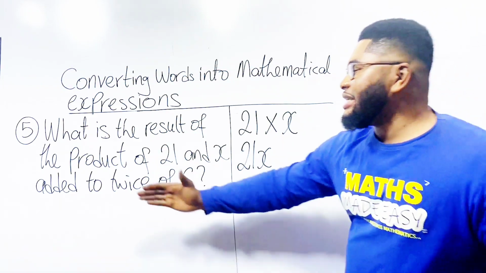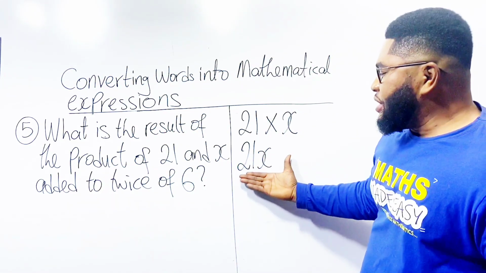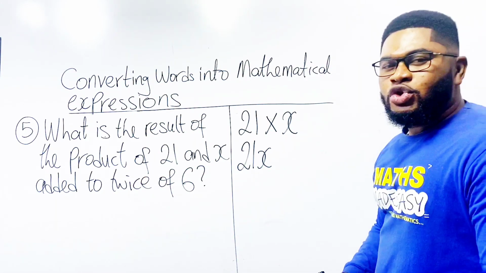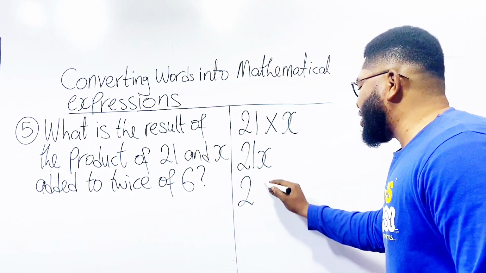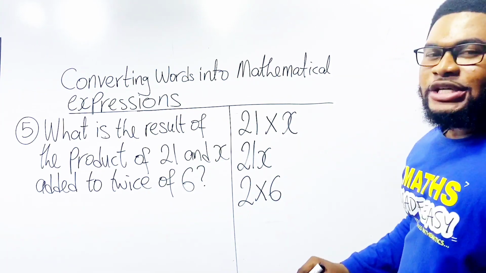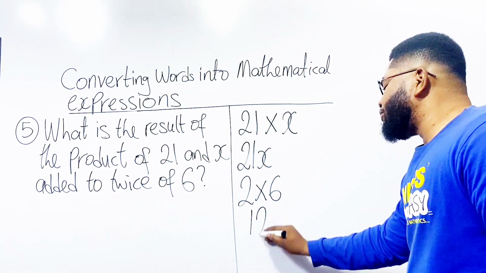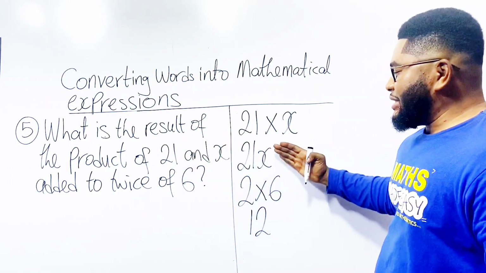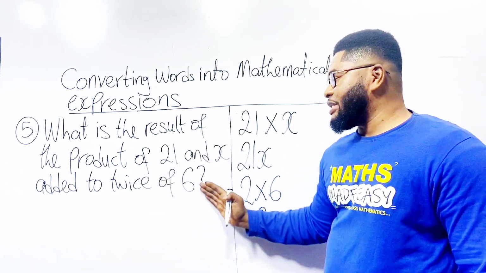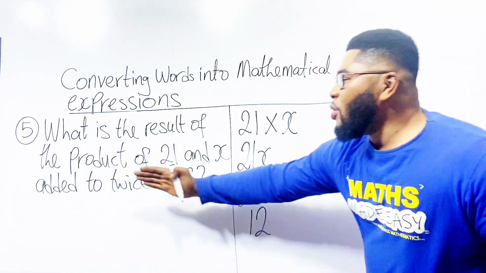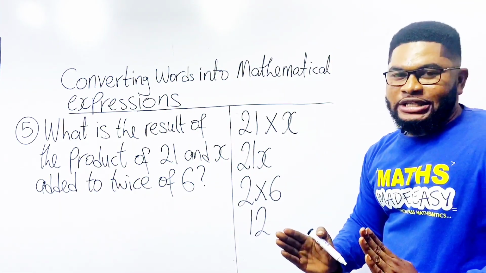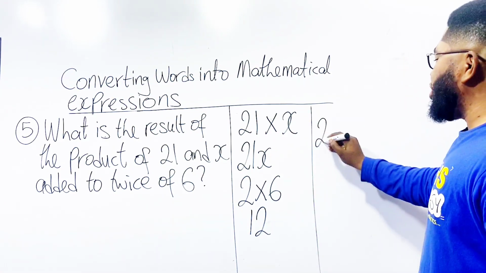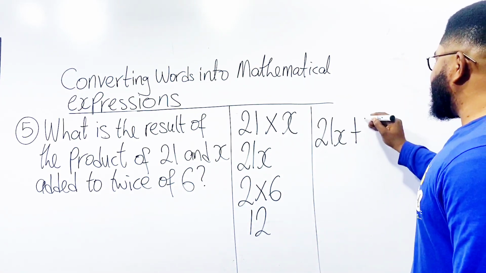Let's go ahead. It says added to. That means we are going to add this answer to something. And what is that? Twice of 6. So twice of 6 means 2 times 6, and twice of 6 is 12. So the product of 21 and x is 21x, and twice of 6 is 12. So we will add the two: the first one and the second one. It will become 21x plus 12.